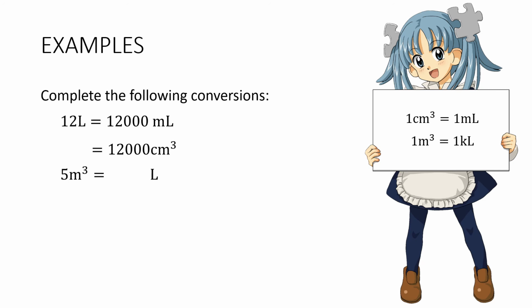Here's another one. 5 metres cubed into litres. The conversion we know is that 1 metre cubed is 1 kilolitre. So let's convert this into kilolitres first, and then we're going to convert into litres by timesing by 1,000. So there we have it. 5 metres cubed is 5,000 litres.